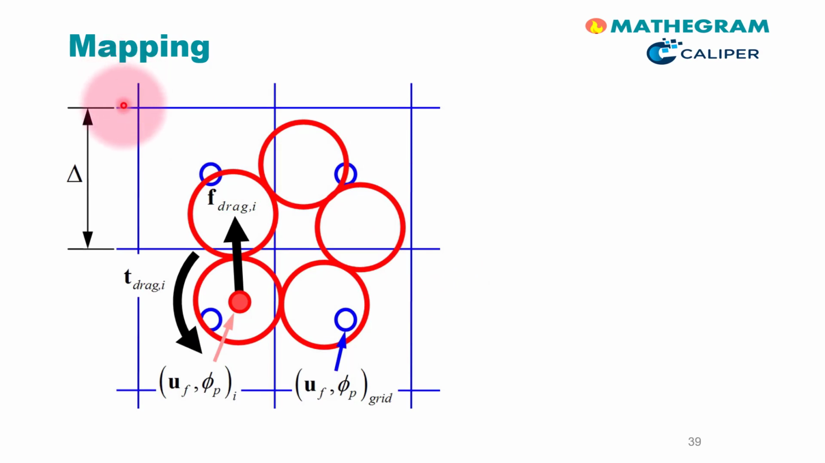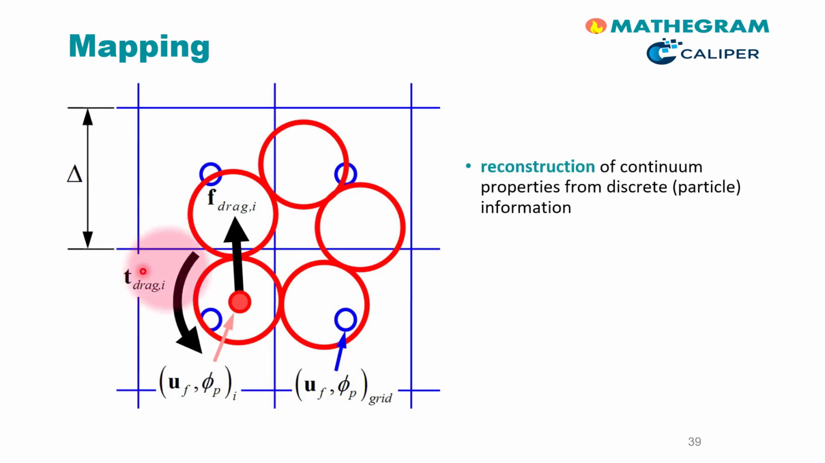As illustrated here, particle information, indicated here in red, must be adequately mapped to the Euler fluid grid, indicated here in blue. In essence, this means that we have to reconstruct continuum properties from discrete, i.e. particle information. We have seen how to do this already earlier in our unit on post-processing.